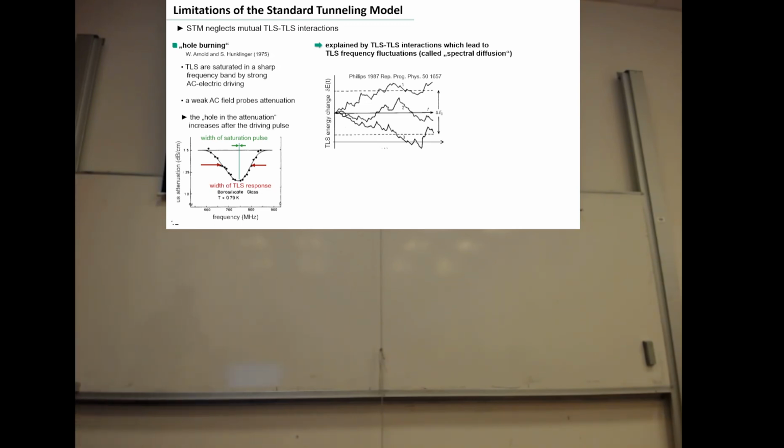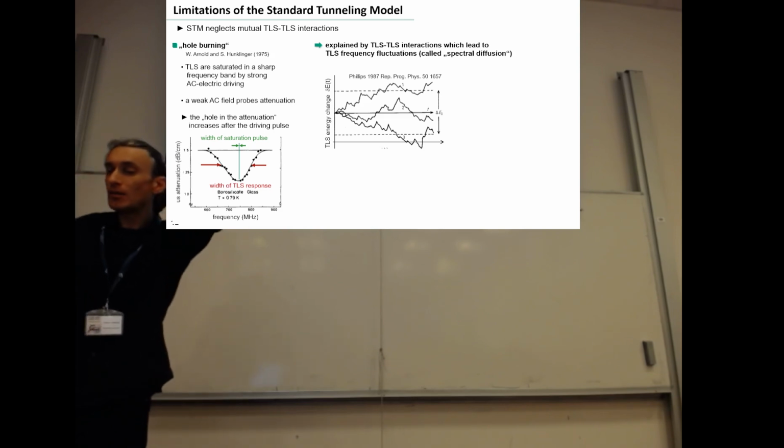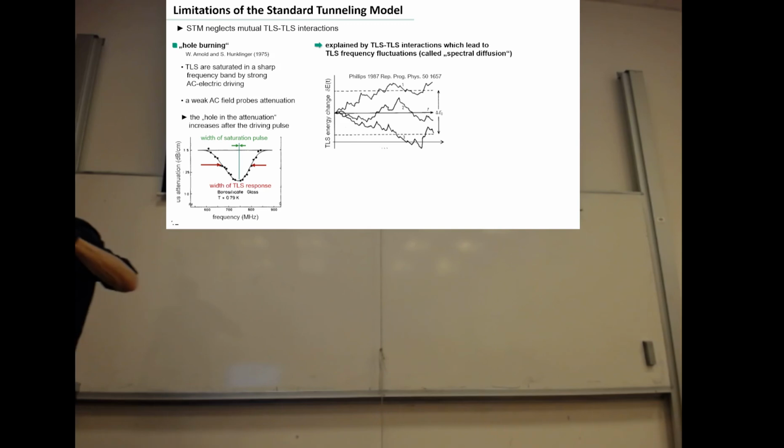And once you did this, you can then probe what happens using a second probing pulse of much weaker power. So you don't excite the TLS with this probing pulse, but you can see which of them are excited. This is the response which you measure some time after you applied this strong saturation pulse. And you see it's much wider in frequency compared to the very sharp ultrasound pulse which you started with. In fact, people can also measure that the width of this so-called hole in the attenuation increases with time. So the obvious conclusion is that TLS cannot be stable in frequency, they must diffuse in frequency.